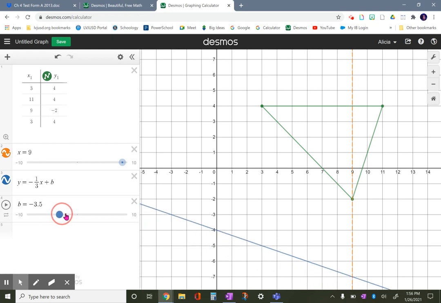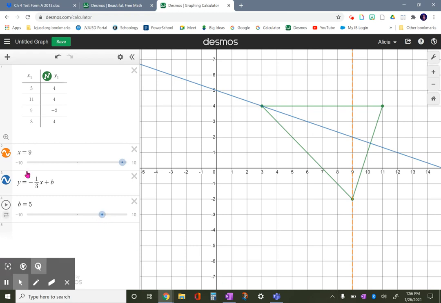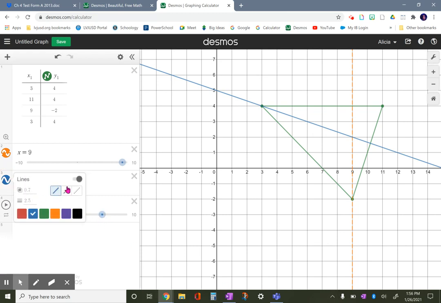Okay. I want to make sure that this line, which I know is going to be the blue line, is perpendicular to this side of the triangle. I want it to go through this vertex so that from this vertex to its opposite side, it's perpendicular. So I'm just going to move my slider until I get there. Whoops. And there you go. There's your line. And again, if you want to change the color and change it to dotted, you absolutely can.